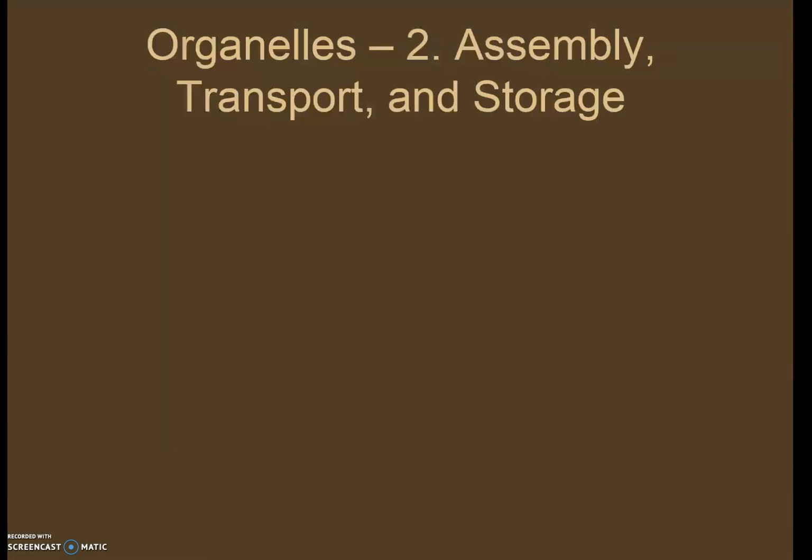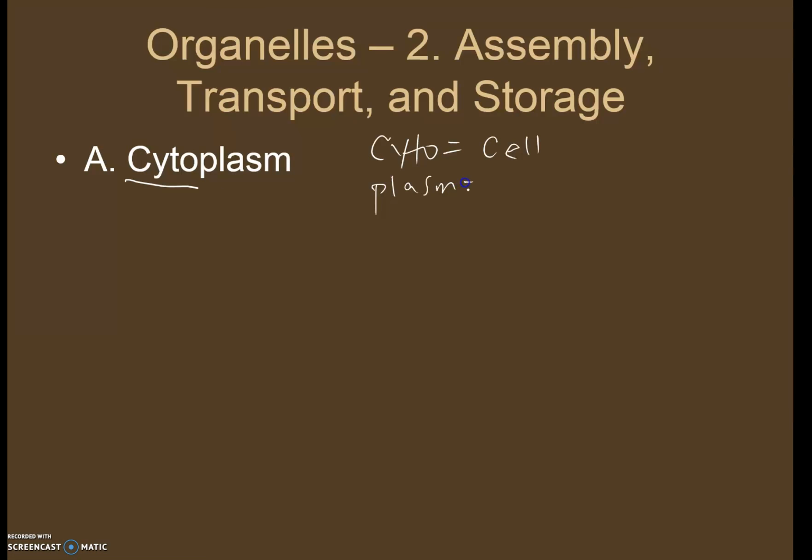Our next organelles are going to be involved in assembly, transport, and storage, and what we are assembling, transporting, and storing are usually going to be fats and proteins. First we have the cytoplasm. Cyto, from Latin, anytime you see cyto, it's going to mean cell. And then plasm is going to refer to a fluid or a gel.